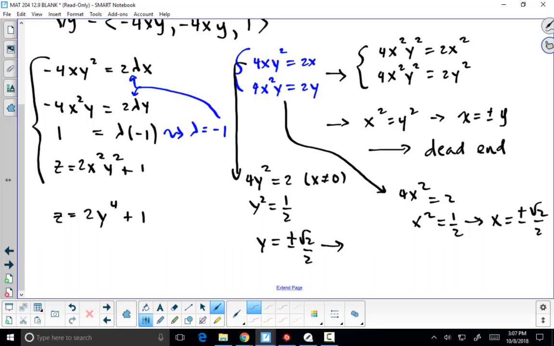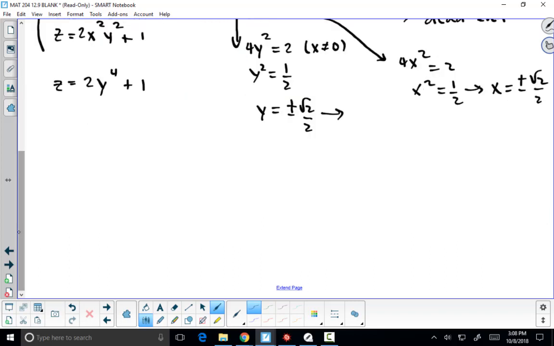So this tells us that when y is root 2 over 2, x can be either. When y is negative root 2 over 2, x can be either. Like they're independent of each other. Right? As long as y is not 0, and x is not 0. So let's plug those in to get our z.